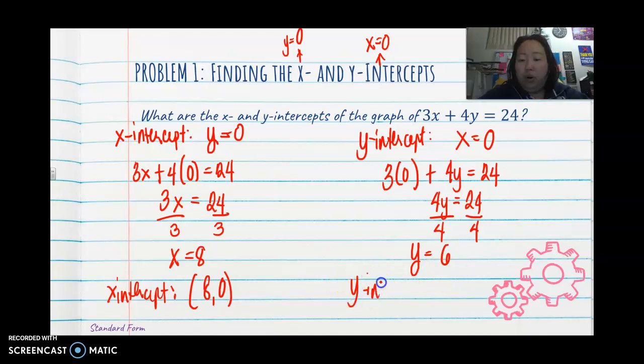Therefore, our y-intercept is going to be found at the x value of 0 and the y value of 6, okay? So pretty much that's the process on how you can find your x and y intercepts given an equation in standard form.